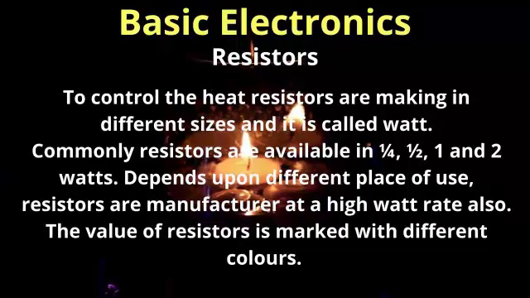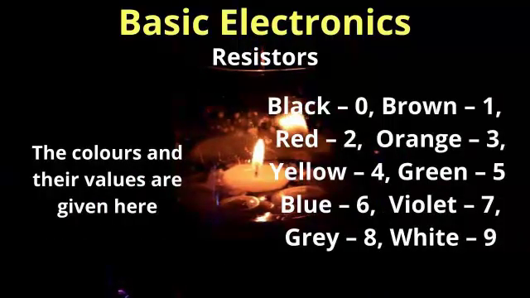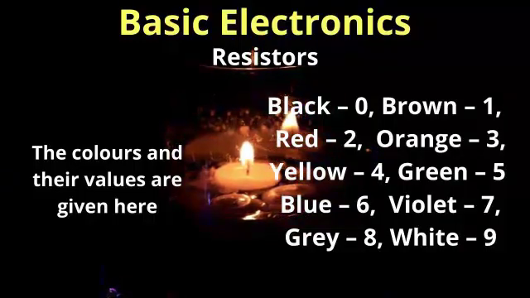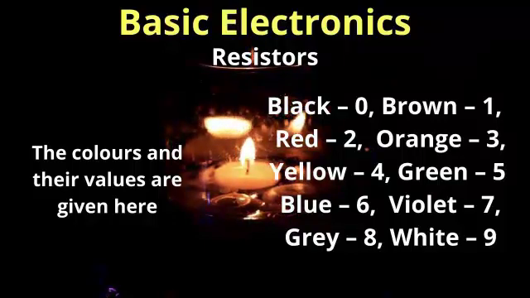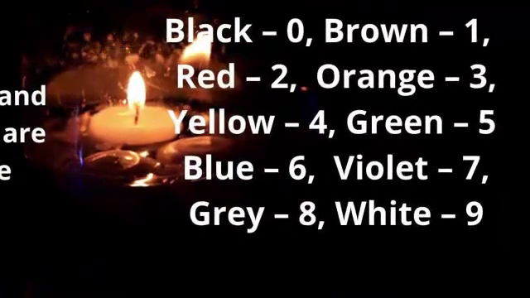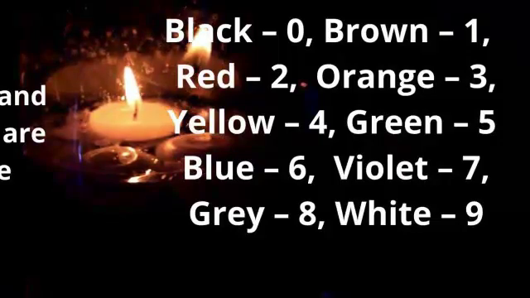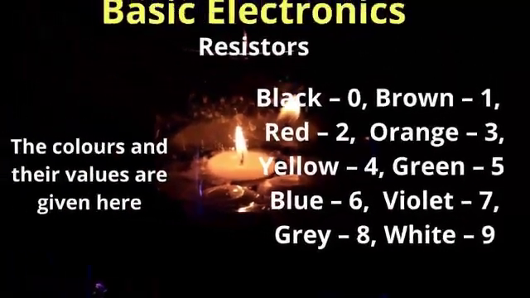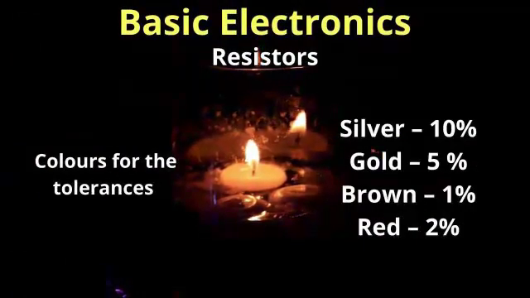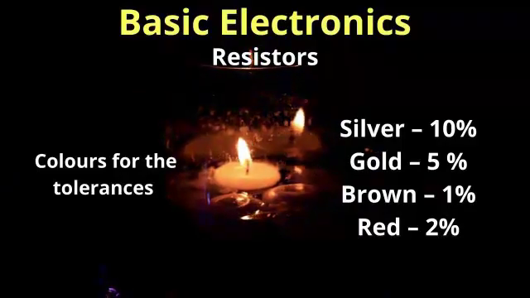The value of resistors is marked with different colors. The colors and their values are given here. Black 0, brown 1, red 2, orange 3, yellow 4, green 5, blue 6, violet 7, gray 8, white 9. Colors of tolerance: silver 10%, gold 5%, brown 1%, red 2%.